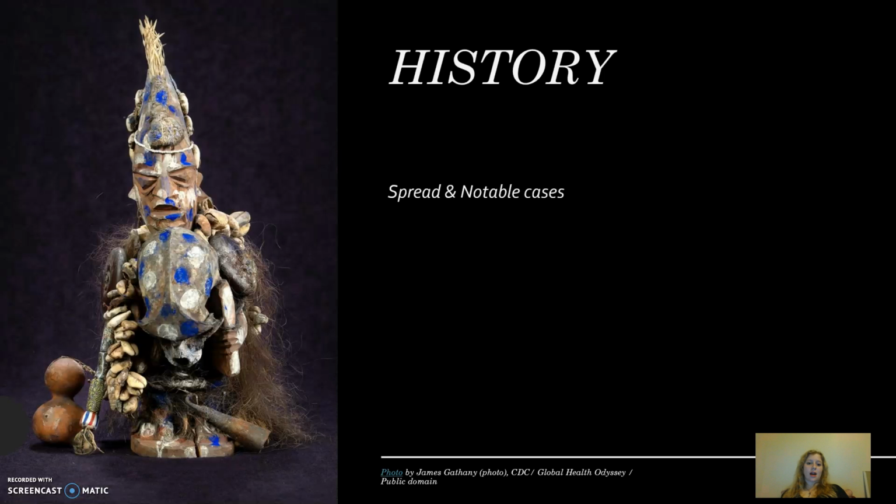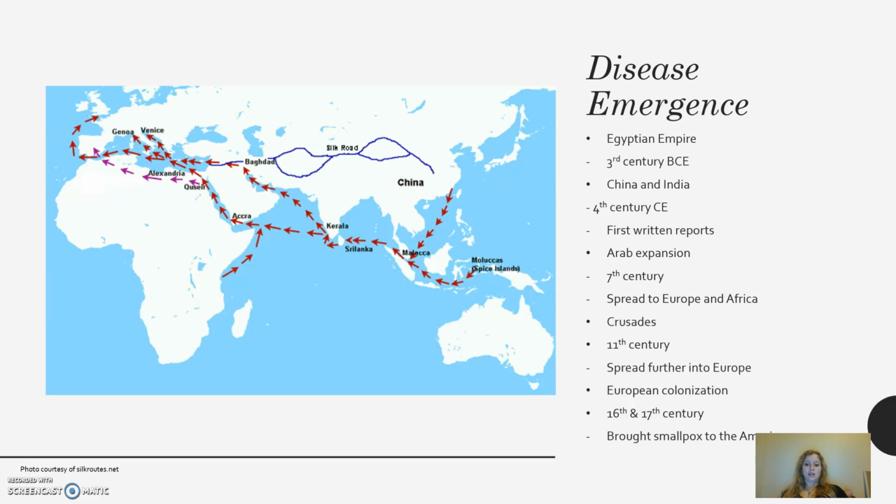So the next thing I want to talk about is the history of smallpox, the spread, and the notable cases, which are very, very interesting. So we can see here, smallpox dates back to the Egyptian Empire around the 3rd century BC. Research discovered smallpox-like lesions on some mummified remains. Some very interesting cases that we'll talk about in just a few minutes.